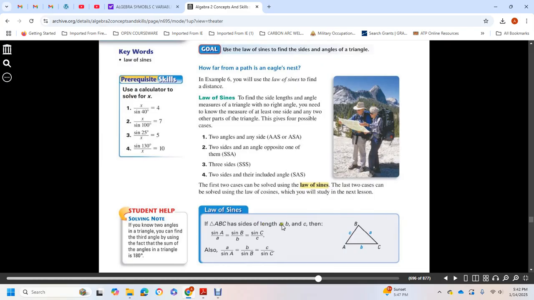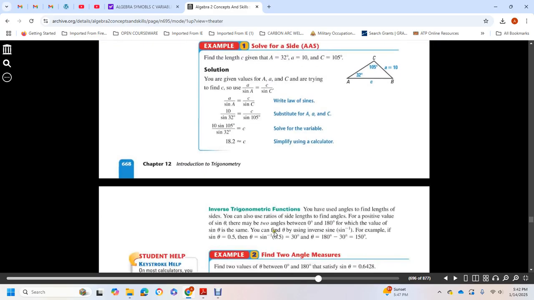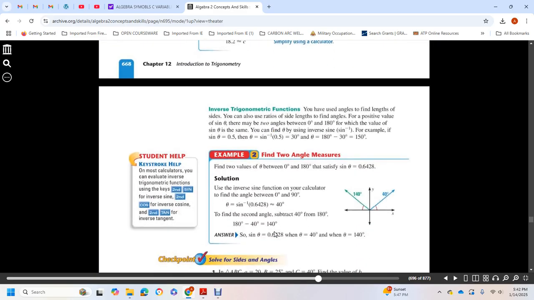In triangle ABC with side lengths a, b, and c, sin A over a equals sin B over b equals sin C over c. Also, a over sin A equals b over sin B equals c over sin C. With the inverse trigonometric function, you use the angles to find the lengths of the sides. You can use the ratio of side lengths to find the angle from a positive value of sine. There may be two angles between 0 and 180 degrees with the same sine value. You can find angle theta by taking the inverse sine first.